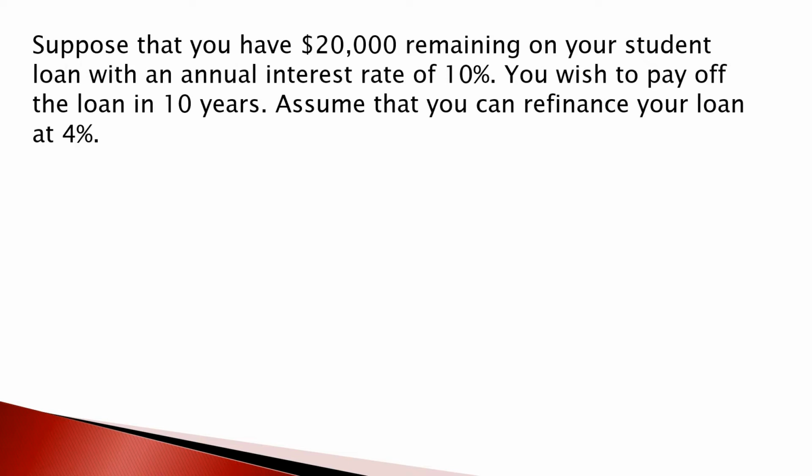So suppose that you have $220,000 remaining on your student loan with an annual interest rate of 10%. You wish to pay off the loan in 10 years. Assume that you can refinance your loan at 4%. It really can happen because usually when you're a student, you do not have a good credit score. And if you need more money and government loans are not enough, then you can go to a bank and ask for a private loan, and you will pay off that private loan as a regular loan.